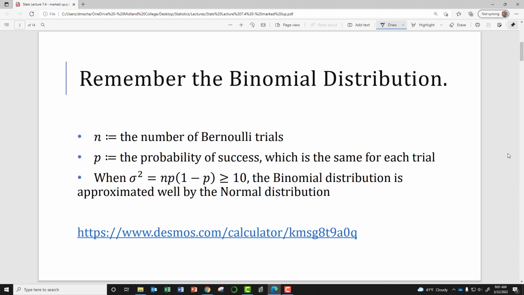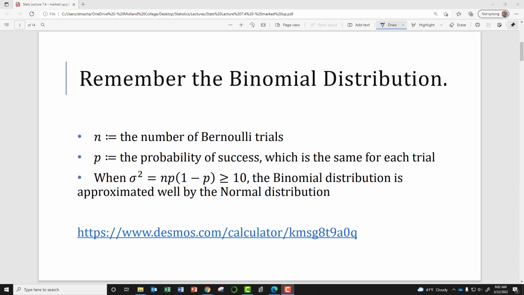So remember the binomial distribution. Of course, the lowercase n is the number of Bernoulli trials. You can think of it as the sample size of your experiment. p is the probability of success, which is the same for each trial. And when your variance is greater than or equal to 10, and remember the formula for the variance is n times p times 1 minus p, then the binomial distribution is approximated well by the normal distribution.